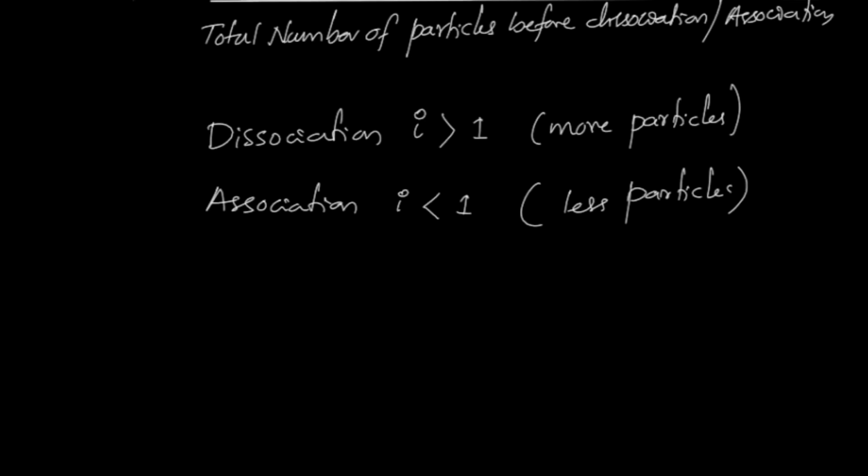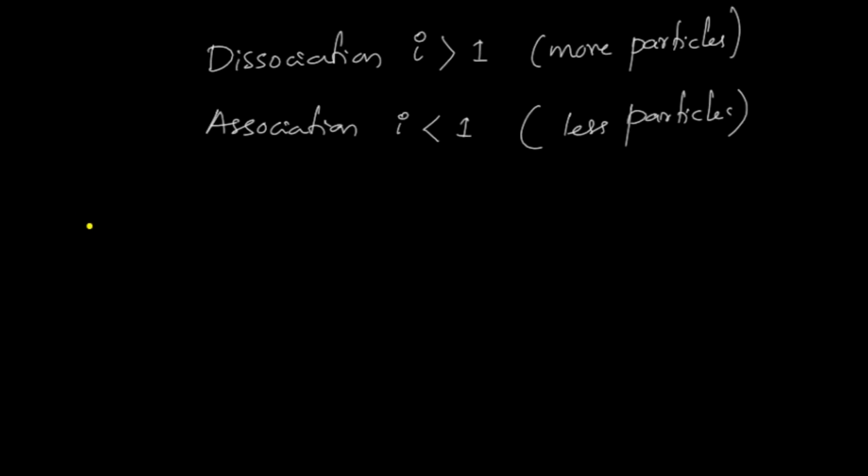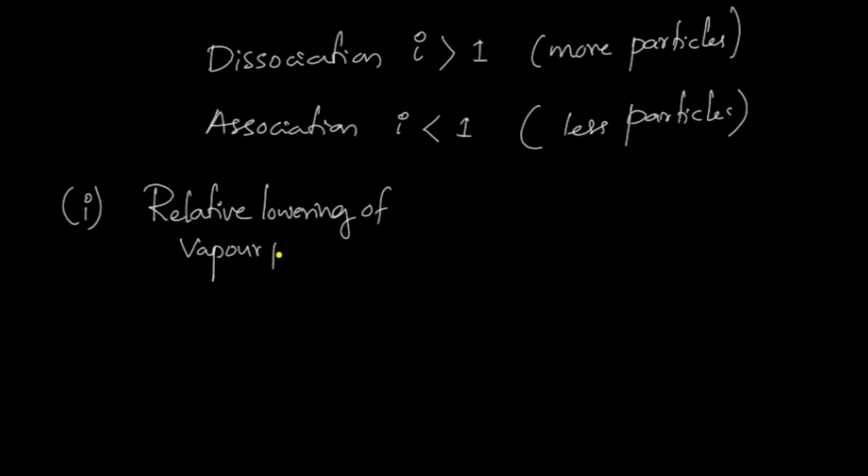Let me change some of the formulas. The first one is relative lowering of vapor pressure. The formula is (P naught A minus P) divided by P naught A, and this equals the mole fraction of the solute B, but this time you have to multiply it with the van't Hoff factor i. Now it compensates and rectifies the association or dissociation into the normal molecules.